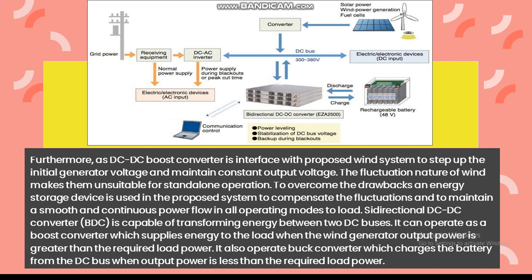Bidirectional DC-DC converter, which is stand for BDC, is also capable of transferring energy between two DC buses. It can operate as a boost converter, which supplies energy to the load when the wind generator output power is less than the required load power. It also operates as a buck converter, which charges the battery from the DC bus when output power is greater than the required load power.